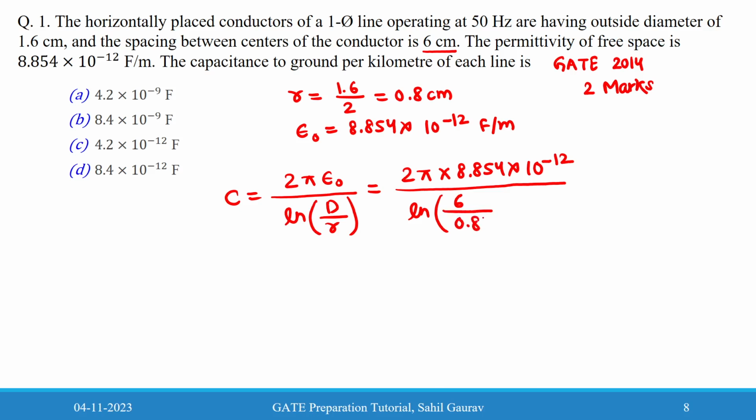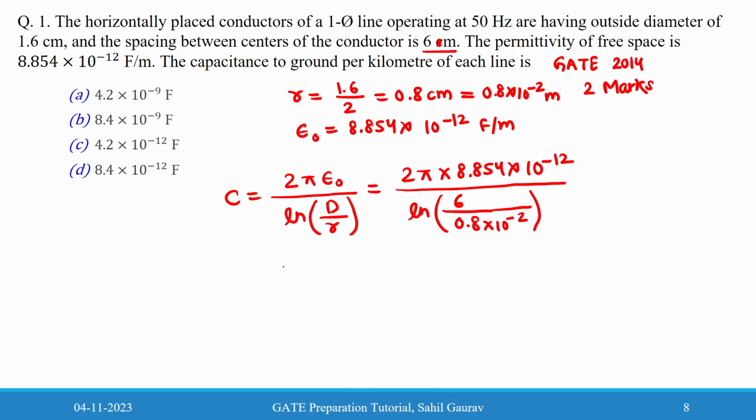Sorry, here it is meter. Big mistake. The spacing between the centers of the conductors is given as 6 meter, not 6 centimeter. So we have to convert the unit of r to meter: 0.8 into 10 to the power minus 2 meter.